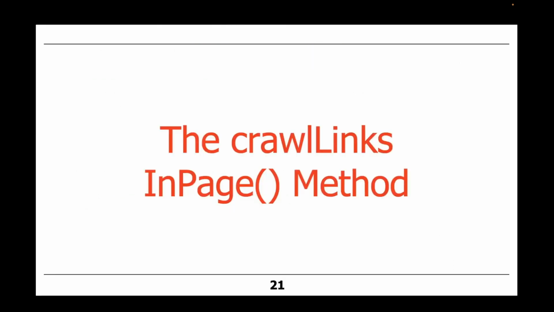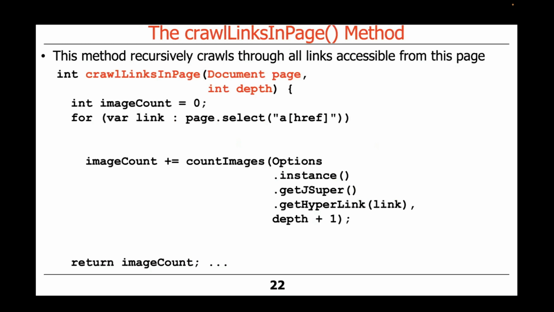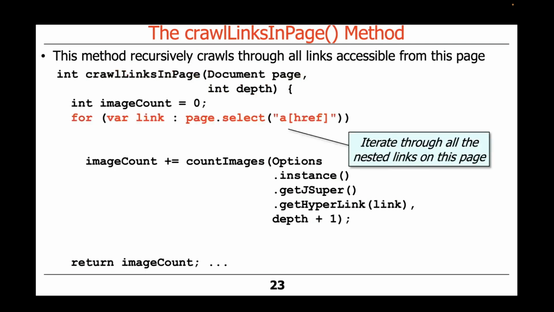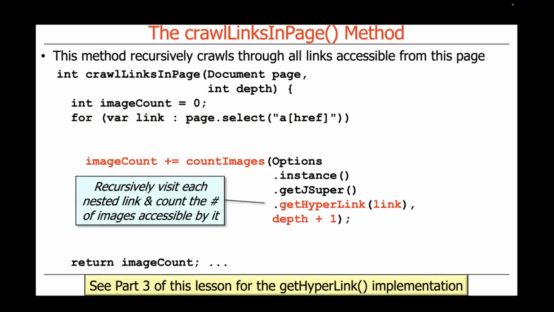Let's take a look now at the crawlLinksInPage method. This is a really interesting method because it's going to recursively crawl through all the links that are accessible from this page. We're going to use another JSoup method called select, and this will select all the hrefs that are in that page. So we're basically going to get back a collection of the hrefs, which will be these links. And then for each of these hrefs, we're going to recursively call the countImages method, pass in the link, and increment the depth by 1.